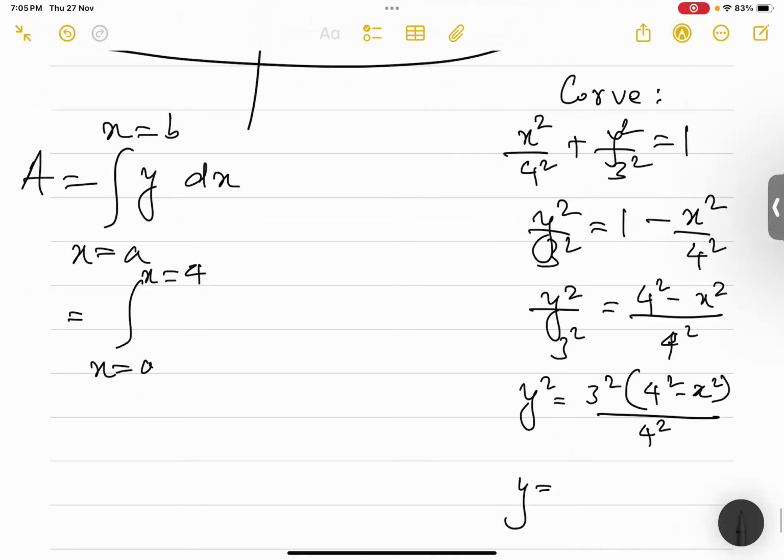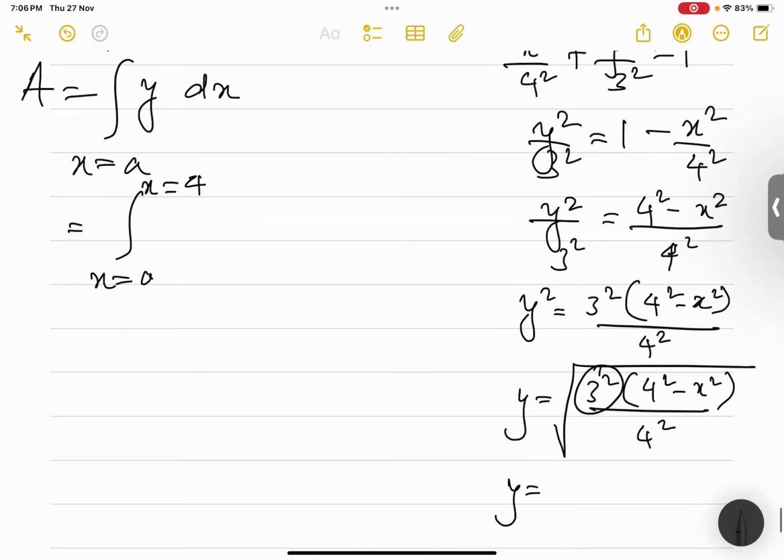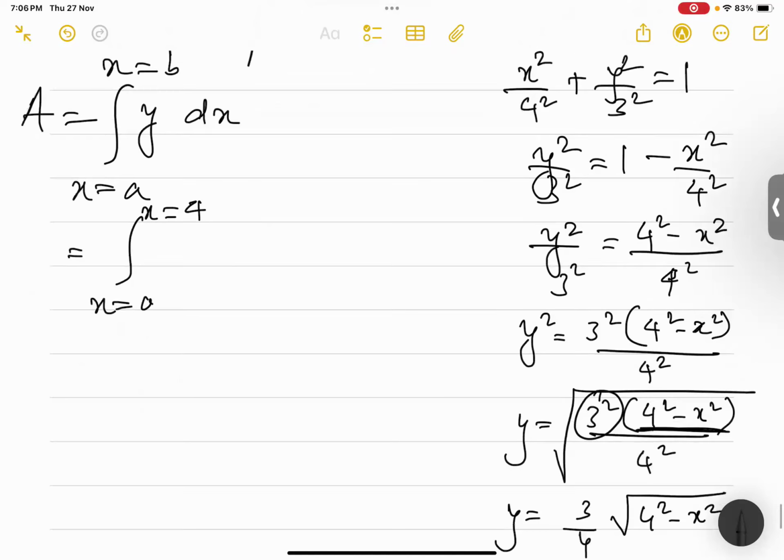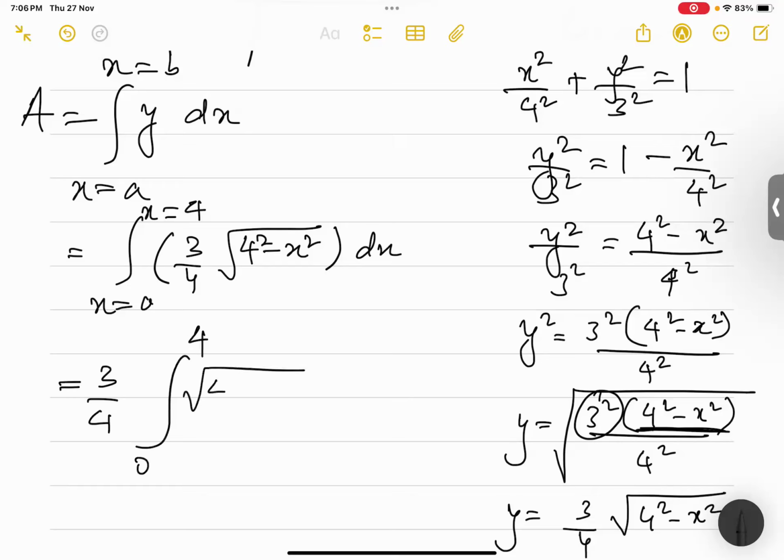So y is equal to 3 square root is 3, 4 square root is 4. This will not get roots because there is a minus sign in between. So we got the value of y: 3 by 4 root of 4 square minus x square dx. 3 by 4 outside, 0 to 4, 4 square minus x square dx.